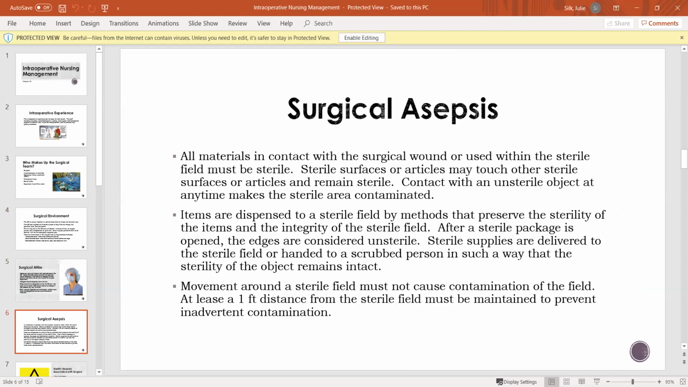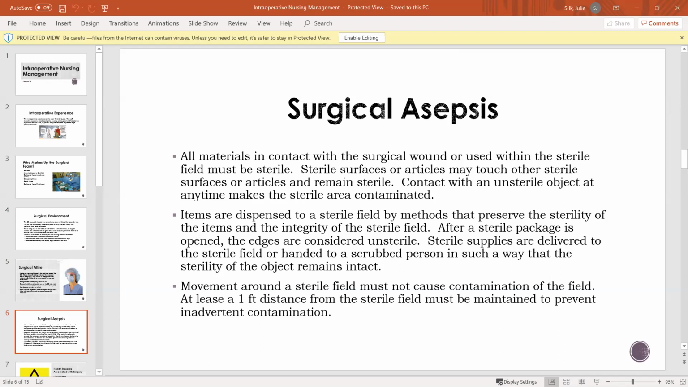All right, surgical asepsis. This is something that you should have learned in fundamentals, so you really need to make sure you review it and are really good with this. Basically, when we talk surgical asepsis, this means that anything that comes in contact with a surgical wound or is used within the sterile field must be sterile. Sterile surfaces or articles may touch other sterile surfaces or articles and stay sterile because they're both sterile, right? But if you contact something that's not sterile, then that makes you contaminated.